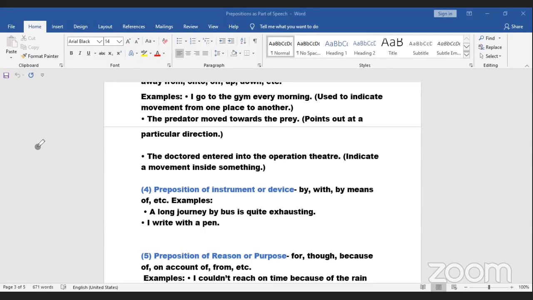Now, "on". Consider this a table, and I have kept something on it. Okay, this is a book. Now "on" is like placed in contact. There is physical contact. The book is on the table. There is a contact, placed in contact. Physical contact is there between the book and the table. The book is on the table.